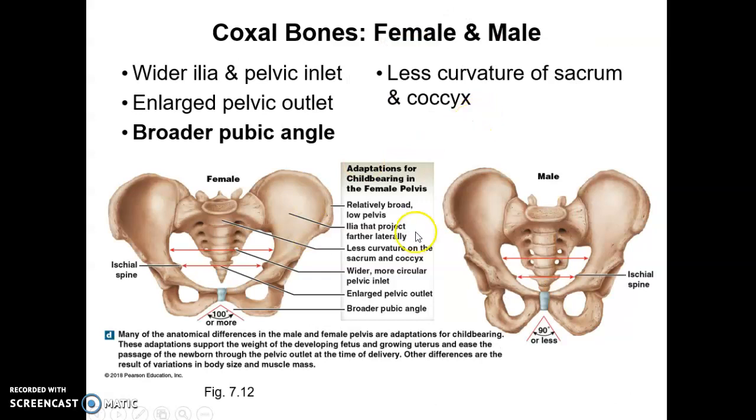And if you were examining a male and or female pelvis, the most obvious thing to recognize between the two would be the broader pubic angle in the female versus the male pelvis.